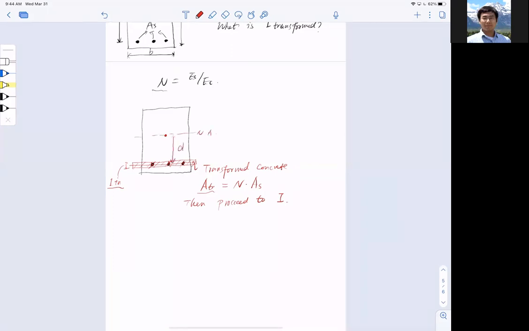So this distance, let's use y bar or ys, stays constant. So the 2 steps involve first transforming the steel into this slender strip of concrete, then computing the moment of inertia, which we'll talk about next lecture, which is Monday next week.